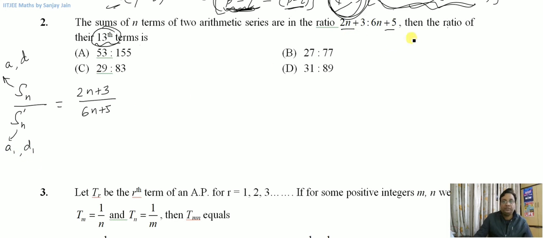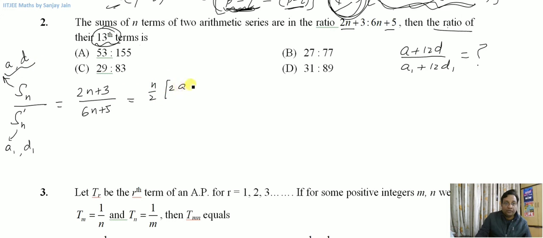So what we need to find out is the ratio of their 13th terms, that is a plus 12d divided by a1 plus 12d1. This is what we need to find out, and this is what is given. So the ratio of the sum of their n terms is given, so it will be equal to n by 2 twice of a plus n minus 1 into d divided by n by 2 twice of a1 plus n minus 1 into d1. Now this n by 2 can be cancelled.